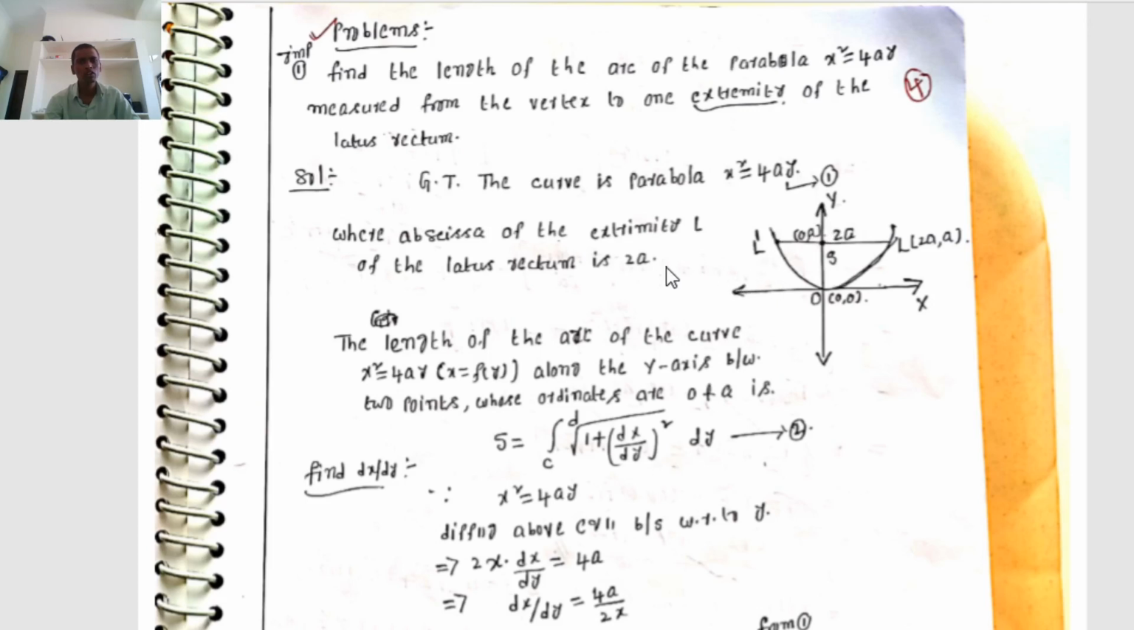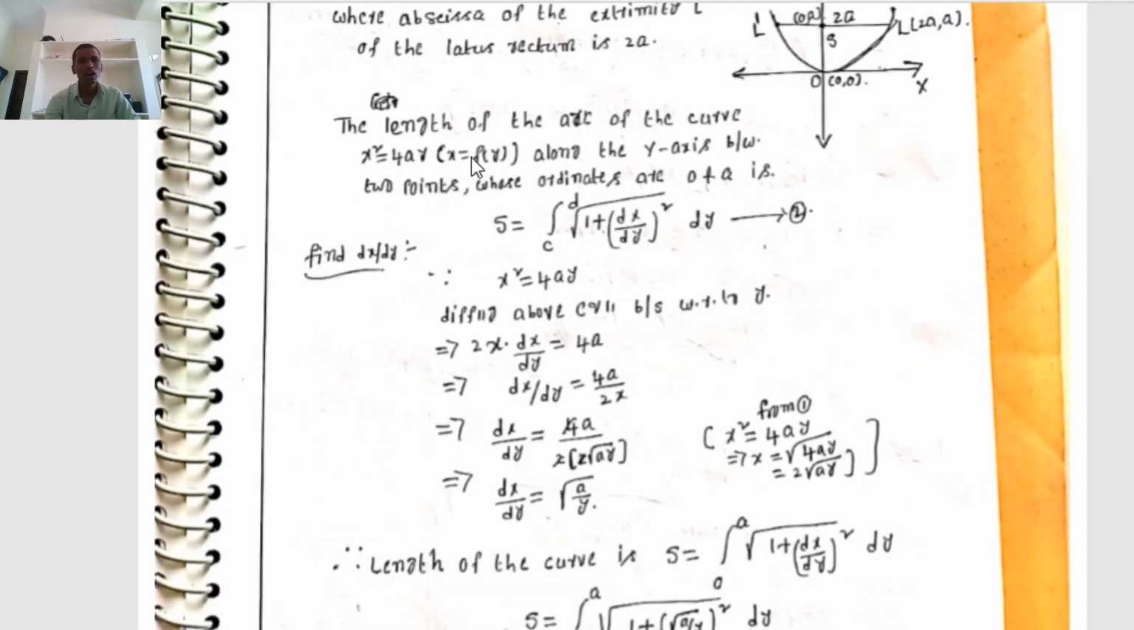Therefore we have to find out the length of the arc of the curve measured from the vertex to one extremity, where the x limits are, in total, minus a to a, that is minus a to 0 and 0 to a; next one, 2a to a. Given that the curve is the parabola x square equal to 4ay, where the abscissa of the extremity L of the latus rectum is 2a, we find the length of the arc of the curve x square equal to 4ay.